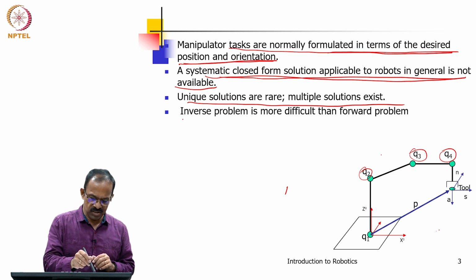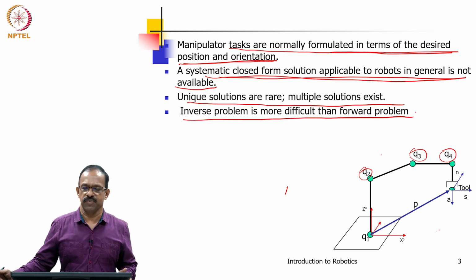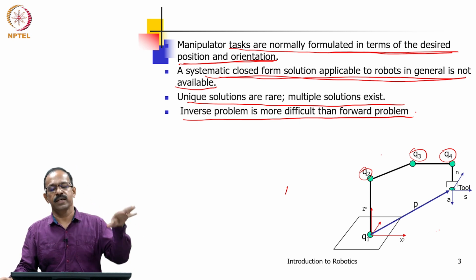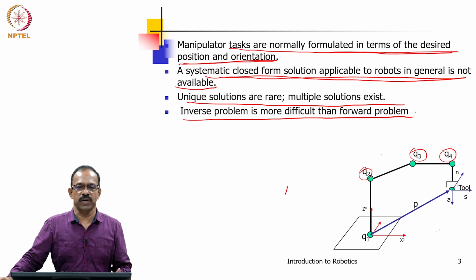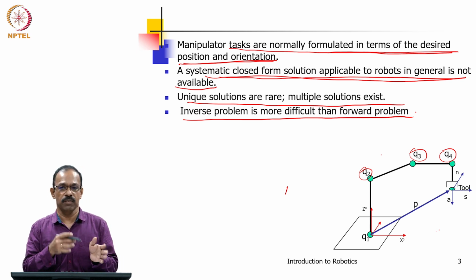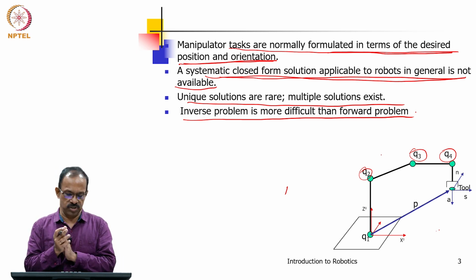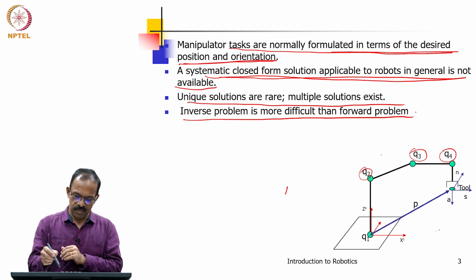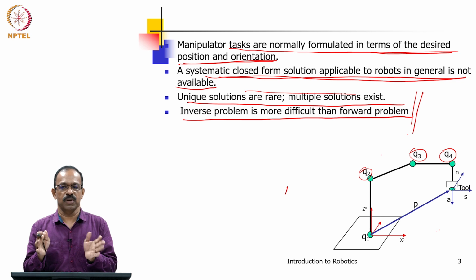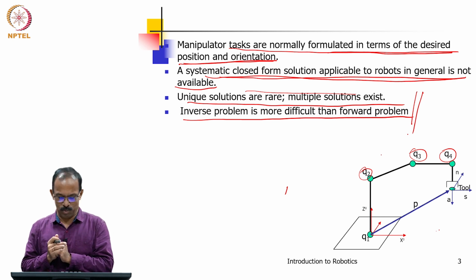Because of all these, the inverse problem is much more difficult than the forward problem. The forward problem was very generalized: for any set robot configuration, we can have a general solution. But in the case of inverse, this is not possible because of various reasons which we will see later, and unique solutions are not there. So, all this leads to the inverse problem being more complex compared to the forward problem.